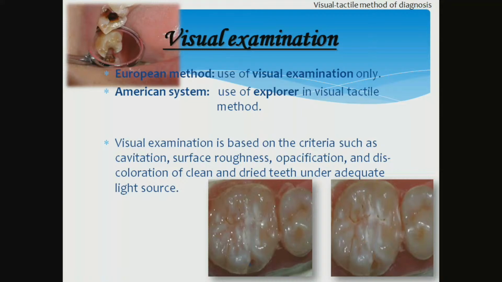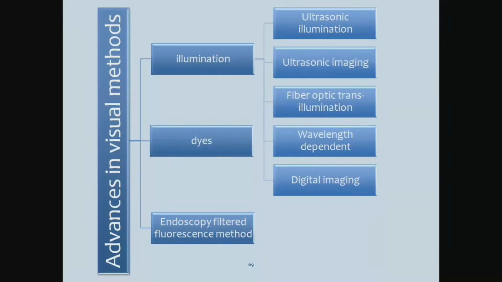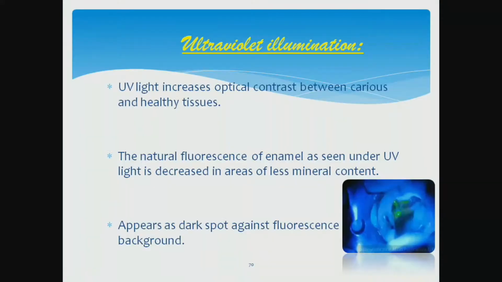Then you have the visual examination. We have these mouth mirrors where you can check if caries is there. If the tooth is easily visible and you see any dark spots, you can easily make out that the patient has caries. Fine. Then you have the dyes. We have the endoscopy filtered fluorescence method. You have the ultraviolet illumination. UV light increases the optical contrast between the carious tooth and the healthy tooth, so caries is easily detectable through UV light.